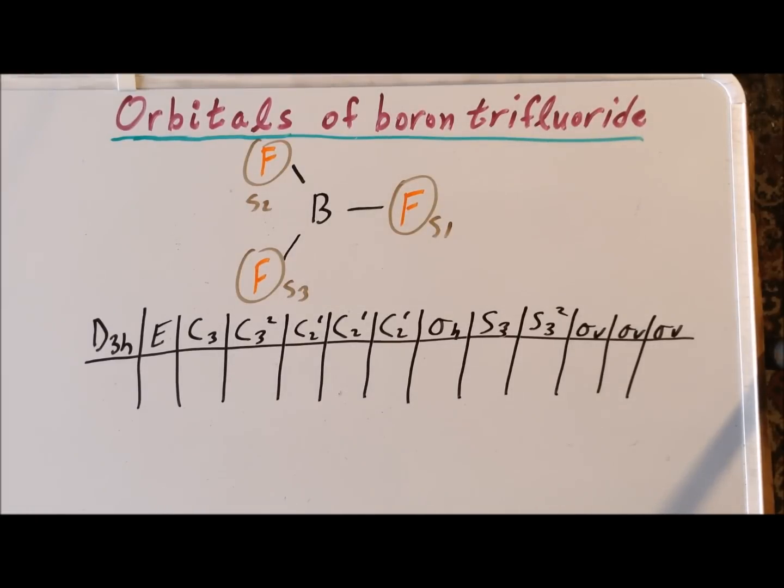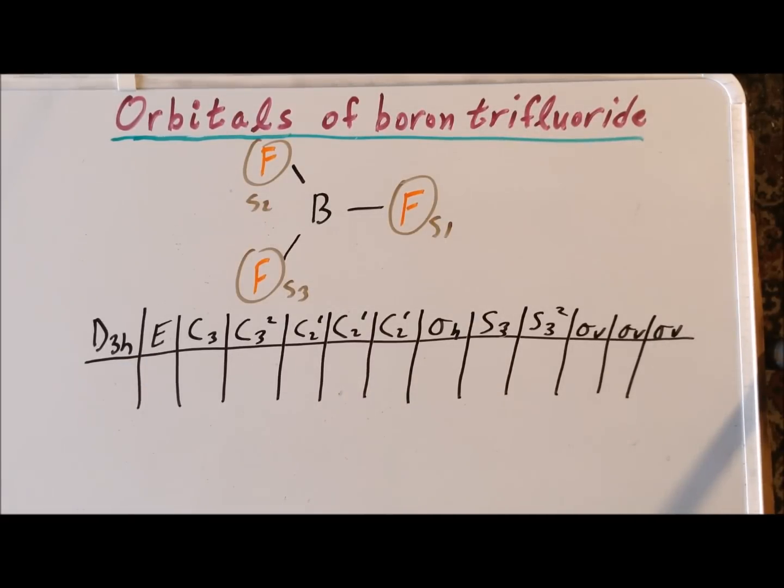This is now the step where we actually begin to use the projection operators. And we have to write a table, but notice that this table is slightly different than our previous table. In our previous table, we had one column for each class in the point group. In this table, we have one column for each symmetry operation. So each operation gets its own column. So instead of having 6 columns, we now have 12 columns.